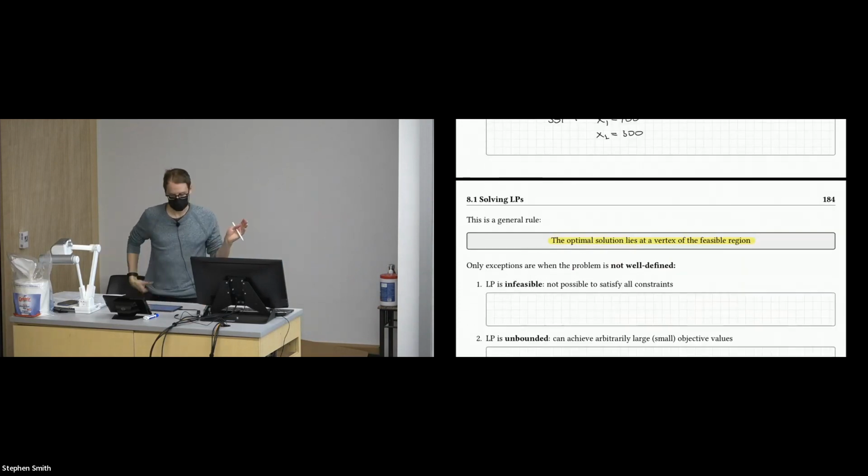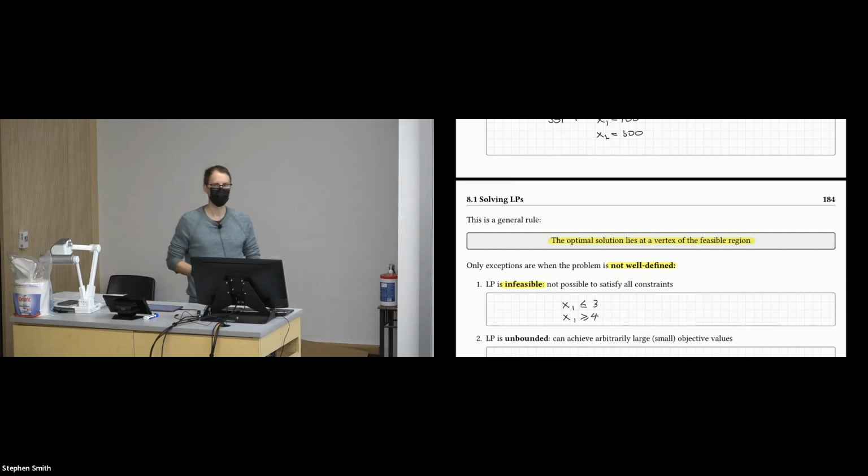Okay, so the only issues can be when the problem isn't well defined. And there are 2 ways it can be not well defined. One is that my feasible region is empty, and for that, we say it's infeasible. It's not possible to satisfy all the constraints. It's easy to come up with examples of that. For example, let's say I have the constraint that x1 has to be less than or equal to 3, and then I also have the constraint that x1 has to be greater than or equal to 4. No assignment of x1 satisfies both.